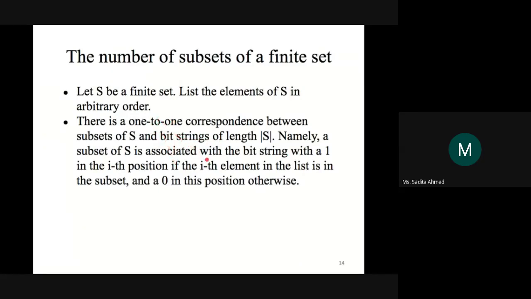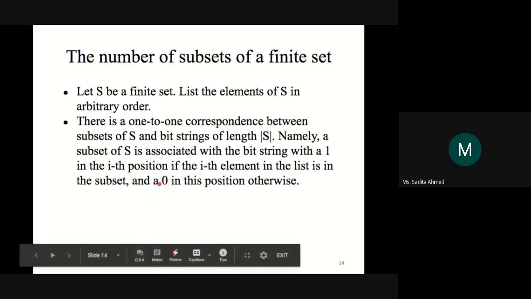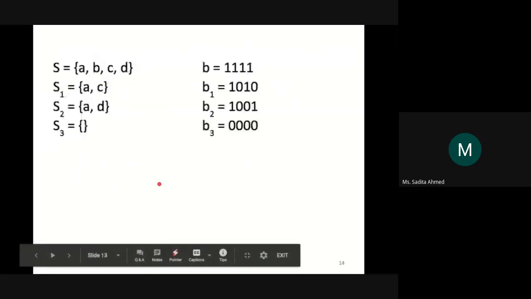The way we've just shown, a subset of S would be associated with a certain bit string with a 1 in the ith position if the element in that specific position in the set S is there in the subset as well. If it's there, then it will be 1. If it's not there, it will be 0. Okay? Just like we've done it here.